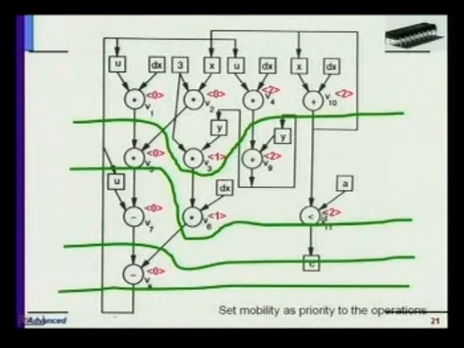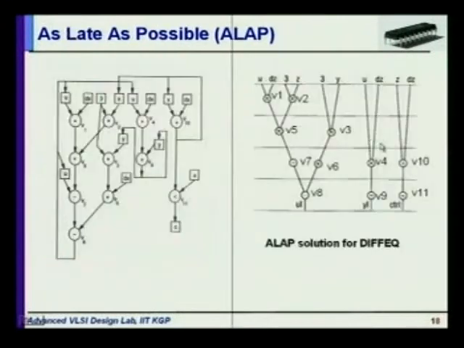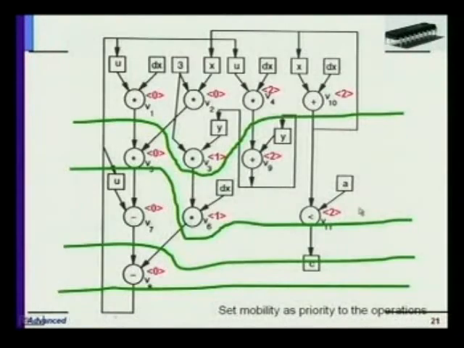The mobility is calculated from the ALAP solution minus the ASAP solution. You can see here in the ASAP it's scheduled in the second time step and in the ALAP it's scheduled in the fourth time step. So 4 minus 2 is 2. That is how you set the mobility, and this is their priority. The lower number means it has a higher priority. If you delay some of the operations here, you need some extra time step. So by that you decide the priority among the operations.